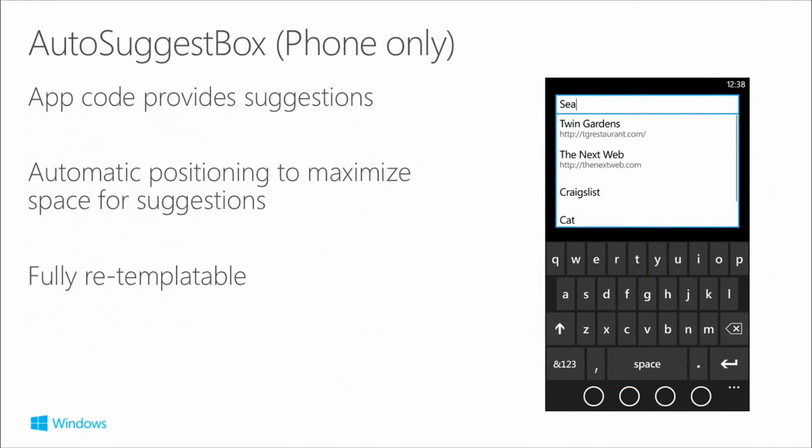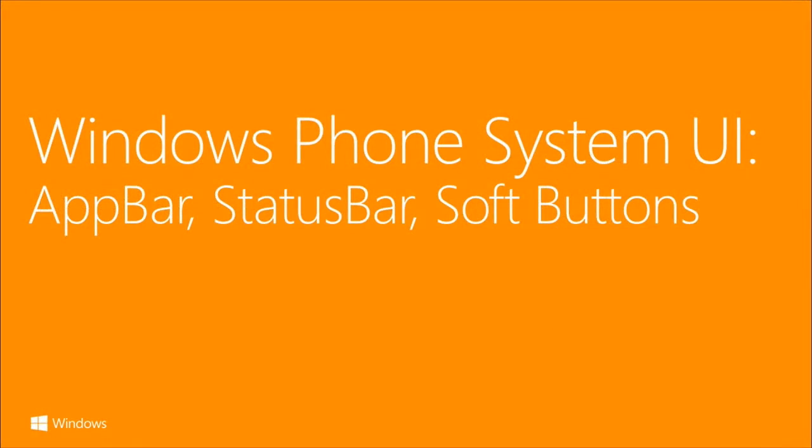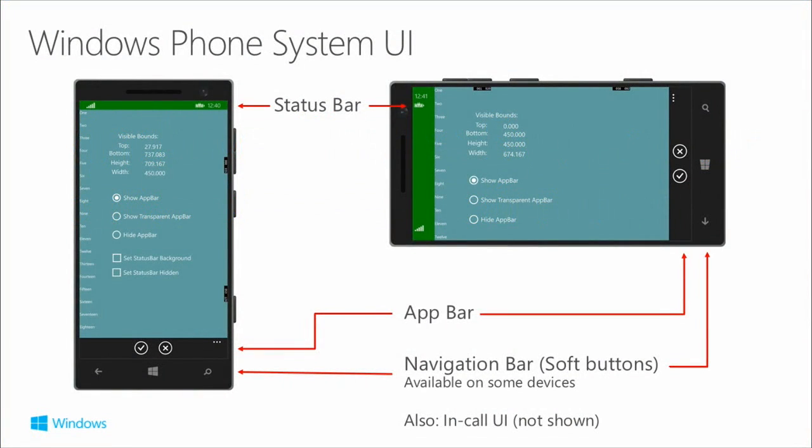So that's nice. We've got auto suggest boxes, another phone-only control, where you write some code to provide suggestions, and it will also give you back selections so that you can tap on one to select it. Then we got these.